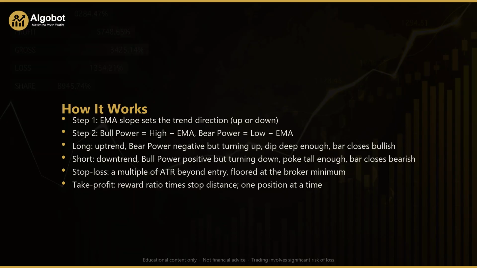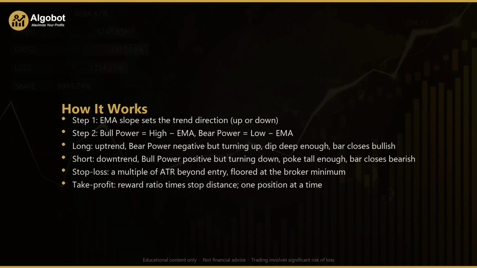The depth of that dip must be at least a fraction of ATR, set by the minimum dip parameter, so the strategy ignores trivial noise. And the just closed bar must close bullish, above its open. When all four agree, the EA signals a buy. The short side is the exact mirror.